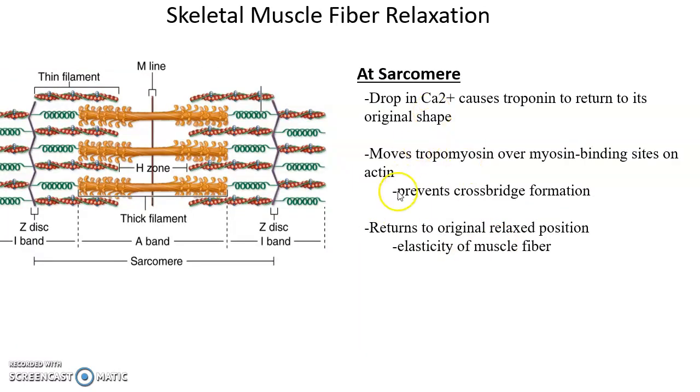As the calcium ions drop, this causes troponin to no longer have calcium bound to it. It returns to its original shape. When it does that, it moves tropomyosin. Tropomyosin then covers the myosin binding sites. That will then prevent the cross bridge from being formed and prevent any further contraction. And this will lead to the return of the sarcomere back to its original length. So this relates to the elasticity of the muscle fiber. It can return back to its original size and shape.